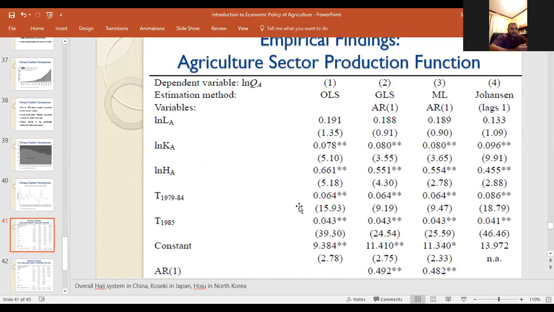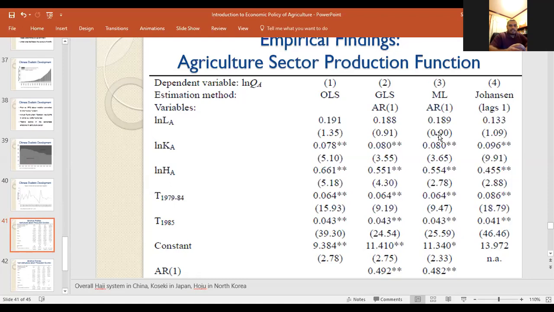On the different econometric models, we see under the ordinary least squares, the generalized least squares, the GLS, the maximum likelihood, and then the Johansen model, that capital remains a significant variable in the agricultural sector production function. Now, what does that mean if capital remains a significant variable? It means that labor not being a significant variable in the production function of the agricultural sector essentially means that labor is saturating that agricultural sector, and capital is in short supply.